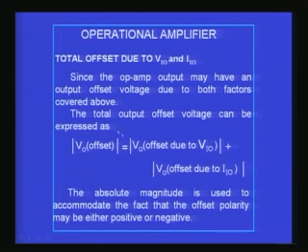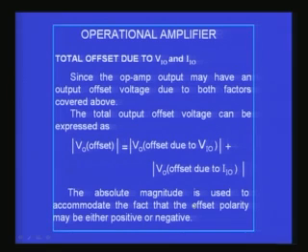Now, what is the total offset due to both VIO and IIO? I already mentioned to you, what you have to do is calculate VIO, calculate IIO, and then find out what is the voltage output due to VIO and what is the voltage output due to IIO only being present, and then add them together algebraically. That gives you the total offset voltage.